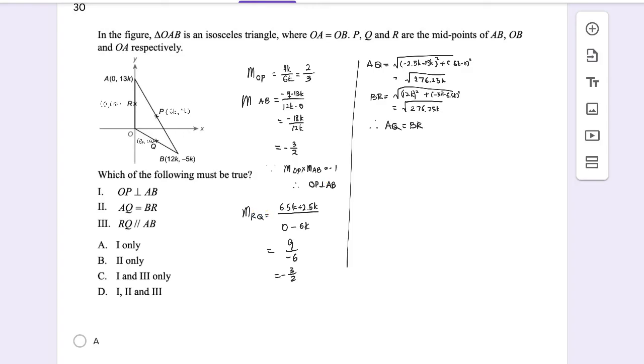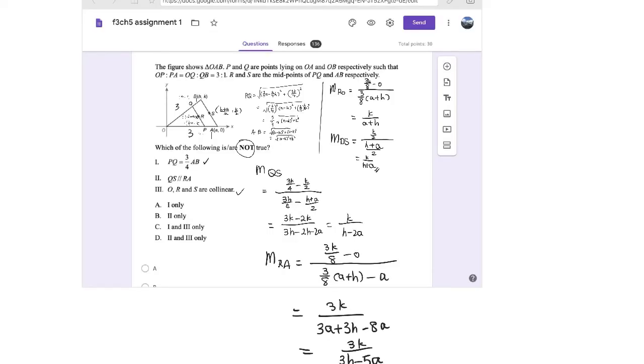And you also check out the slope of RQ, it is negative 3 over 2, and the slope of AB is negative 3 over 2. That is why they are parallel. Last one, for AQ and BR, you can check it like this. Okay, this is the last question. So basically you have to do it one by one.